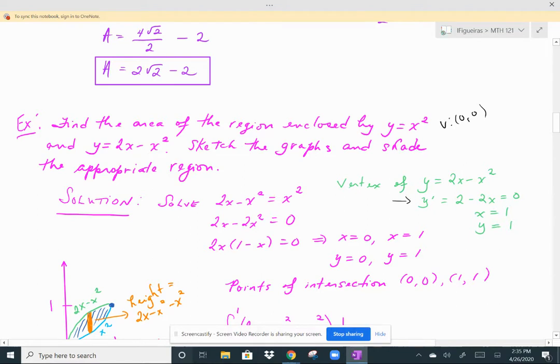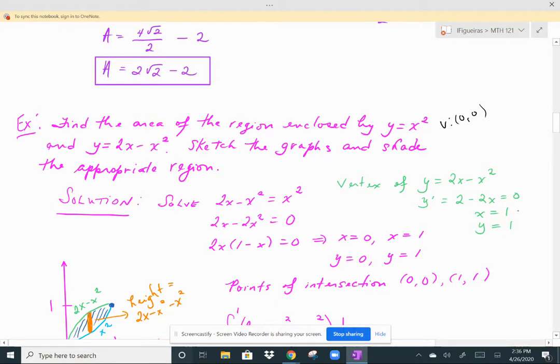Remember, when the derivative is equal to 0, for a quadratic equation, that value of x will give you the x coordinate of the vertex, because that will be either the highest or the lowest point on the graph. This parabola is facing downward. It's an upside down parabola because the leading coefficient is negative. So I expect my vertex to be a maximum point.